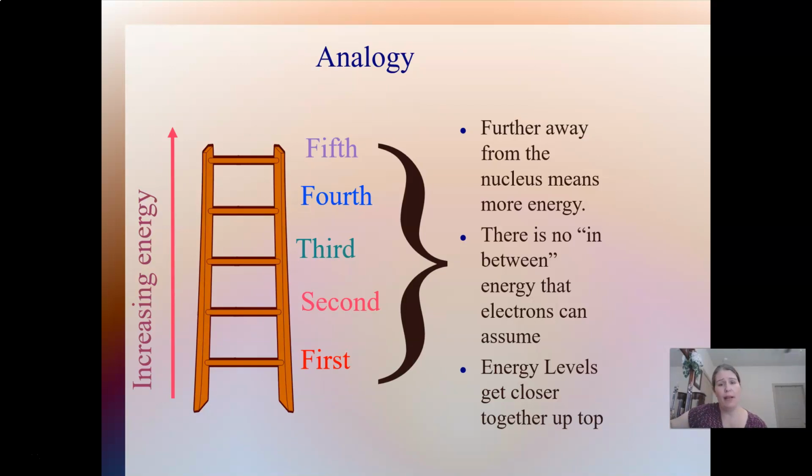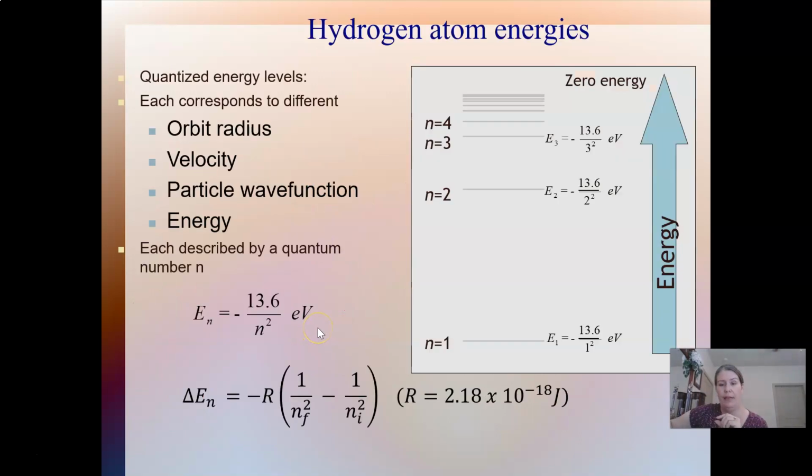A good analogy for the Bohr atom is a ladder. Further away from the nucleus means more energy, and there's no in between. Just like you can't stop at rung 2.5, you can't have an electron at state 2.5. Just like you can only stand on a rung of the ladder, electrons can only be in those specific energy levels. Unlike a ladder, though, if you look at the hydrogen atom, or any atom really, the energy levels get closer together as you go higher out.